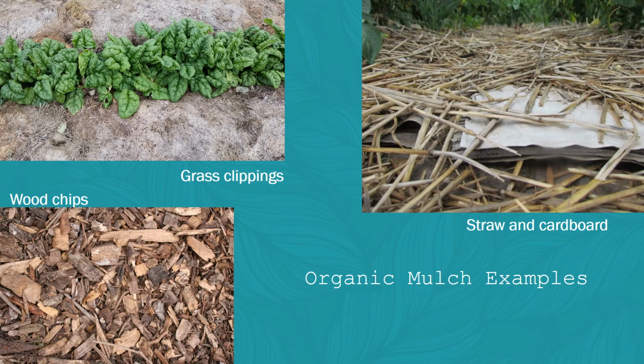As organic mulches decompose, they return organic matter and some plant nutrients to the soil while improving soil tilth. However, you may need to add nitrogen fertilizer to prevent nitrogen deficiency in the mulched crop.